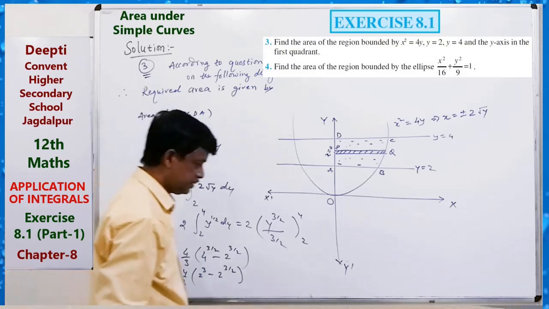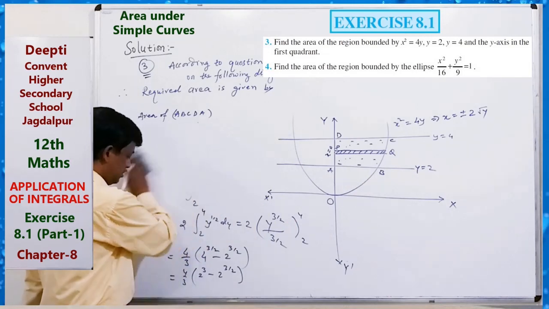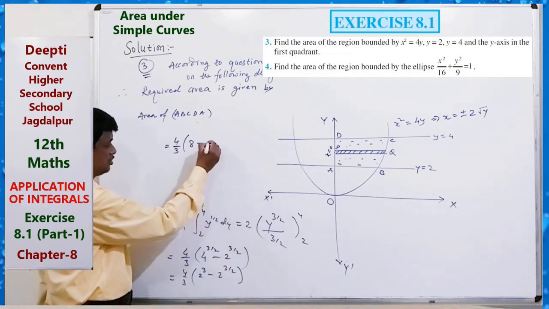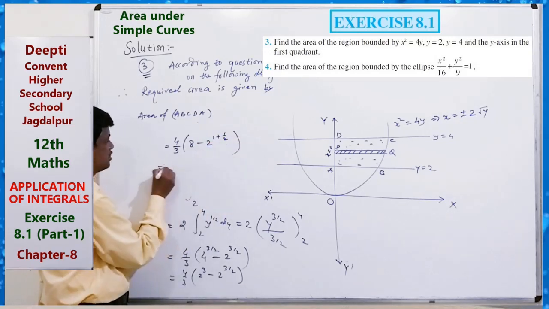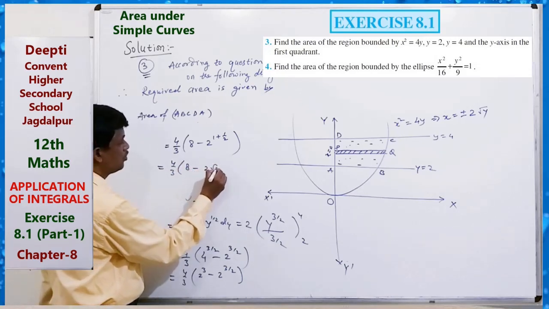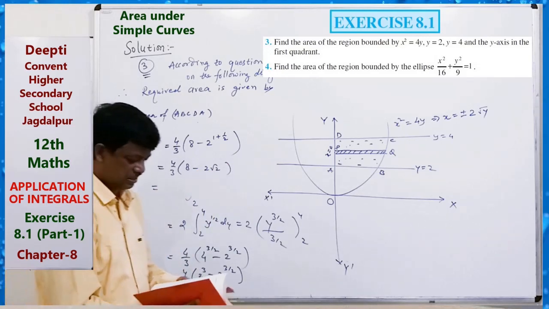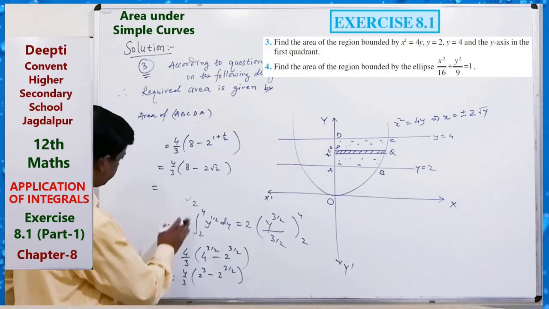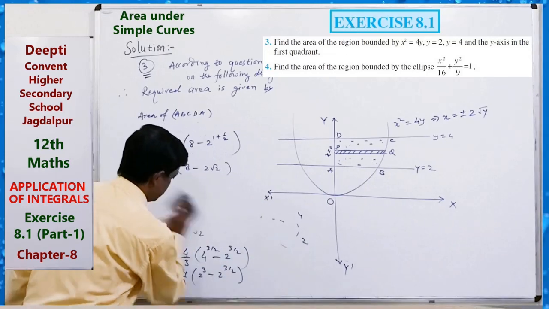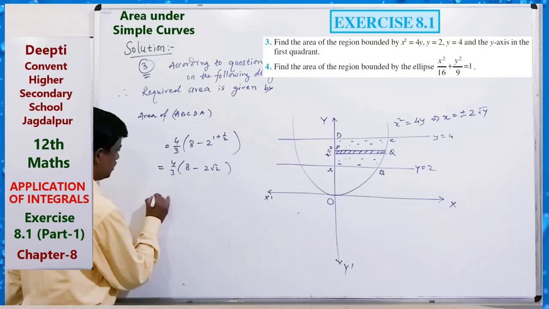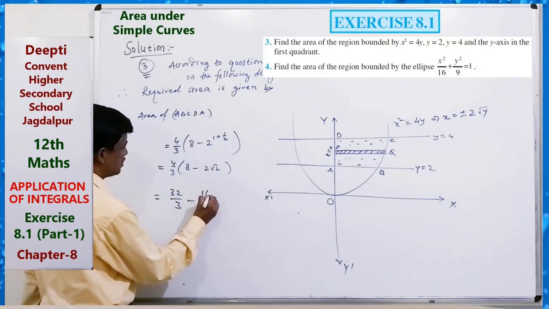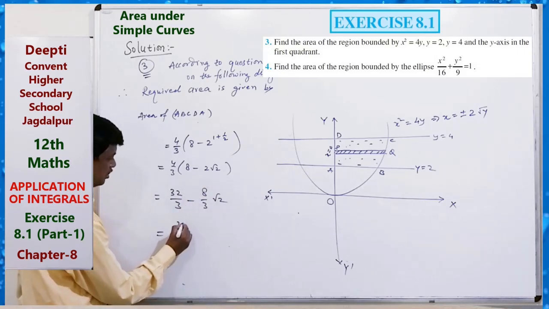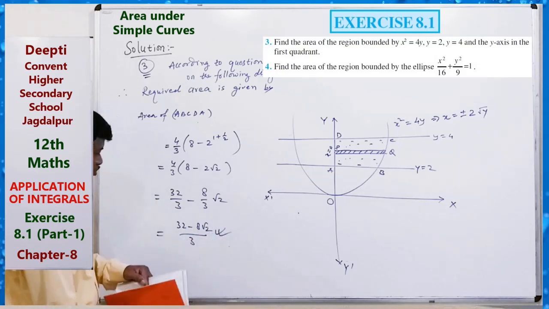Okay, so find the value. It equals 4 by 3 times 8 minus 2 to the power 3 by 2, which means 2 to the power 1 plus half, so 4 by 3 times 8 minus 2 root 2. So we can write the answer like this: 32 minus 8 root 2 by 3. We can simplify it and see the result: 32 upon 3 minus 16 by 3 root 2. Just multiply, so 32 minus 8 root 2 by 3. This is the answer.